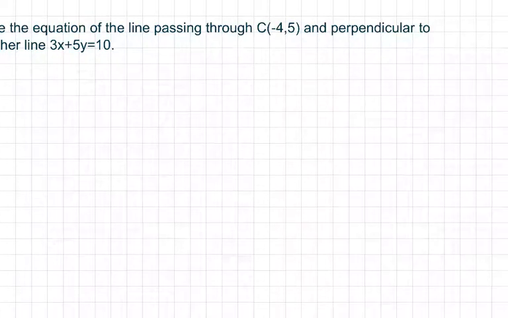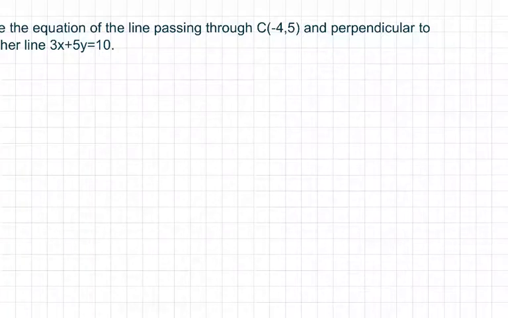Okay. For some reason, the text, I can't seem to get it in line here, but the question says, write the equation of the line passing through C negative 4, 5, and that same line is perpendicular to another line, 3x plus 5y equals 10.